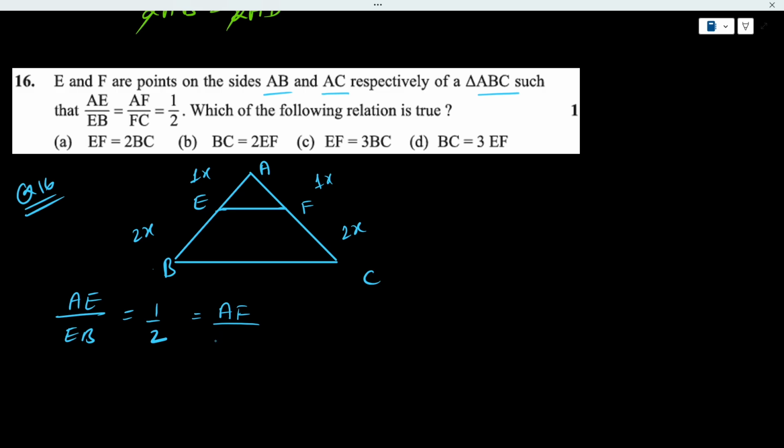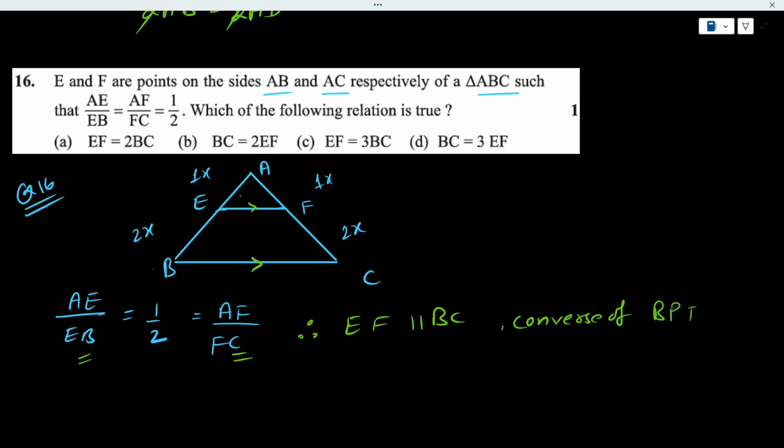If I need to take the length, I have to equate with some factor, right? So AF by FC. Now, what do I need to find out here? First thing, you know that this is using the converse of BPT because these ratios are equal, right? The line segment divides these two sides into two parts and these ratios are equal. Therefore, EF is going to be parallel to BC, right? Using the converse of BPT.